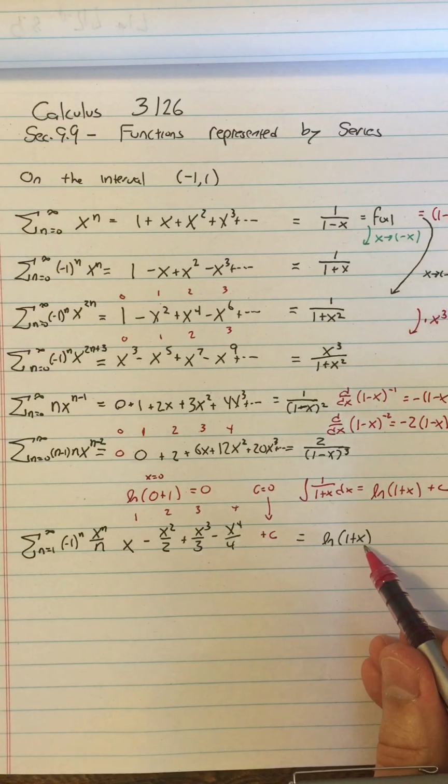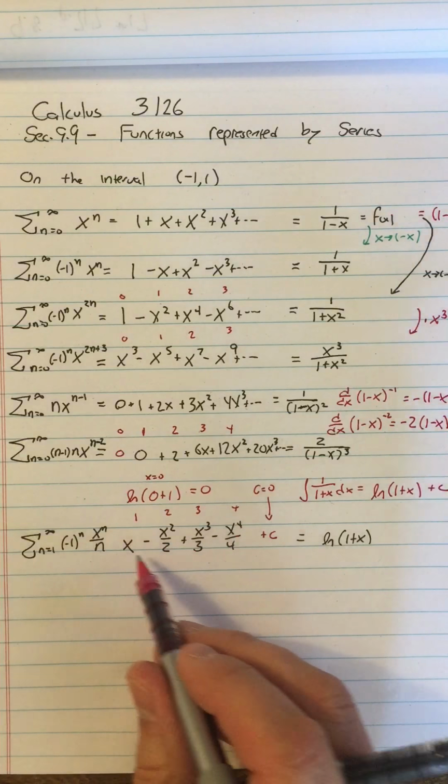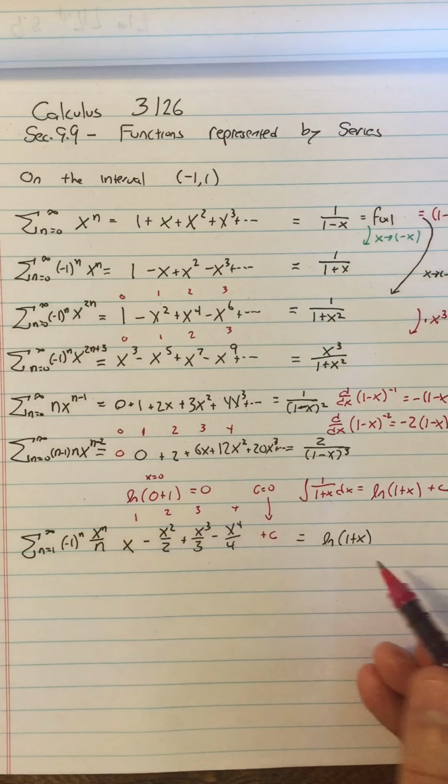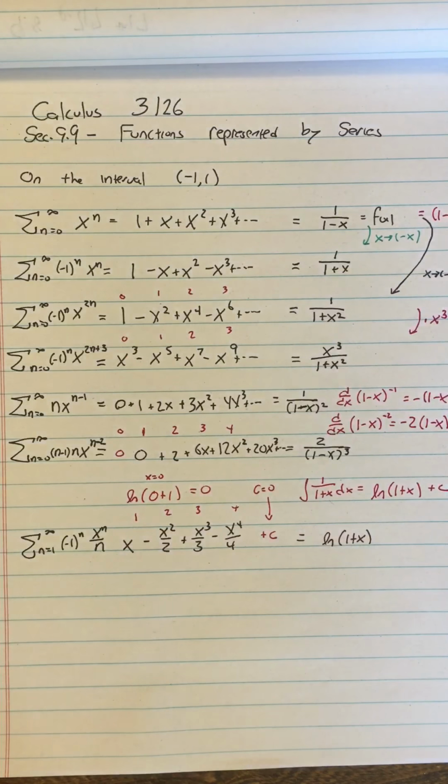So I could put in 0 for the x here. I get ln of 1 is 0. All of these terms will be 0 except for the plus c, so the plus c also has to be 0. All right, so that's ln of 1 plus x.